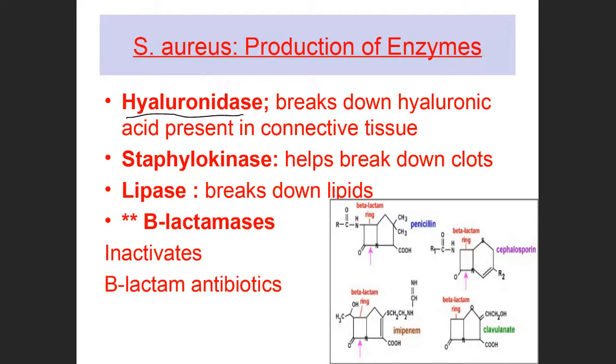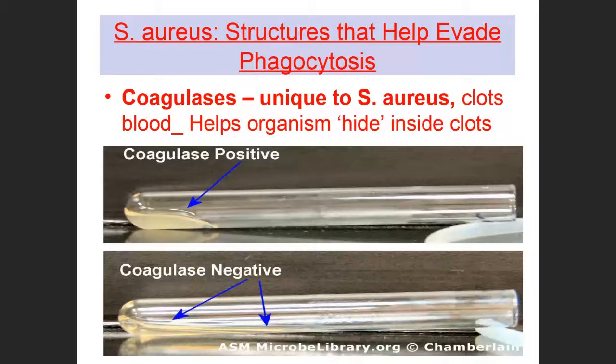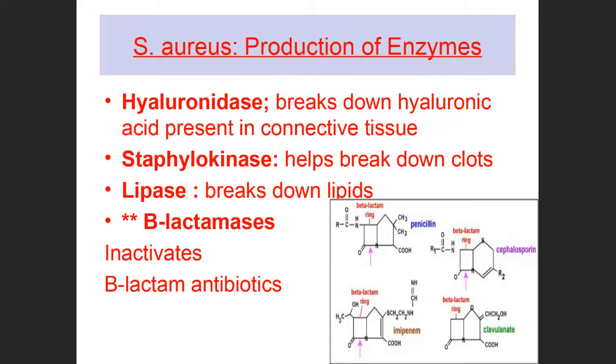Hyaluronidase breaks down hyaluronic acid in connective tissue, allowing the bacteria to go through deeper tissue. Staphylokinases dissolve clots. So notice that the bacteria has both enzymes: one enzyme that makes the clot, another enzyme that breaks down clots, which makes it very versatile. It has lipases, which break down lipids.